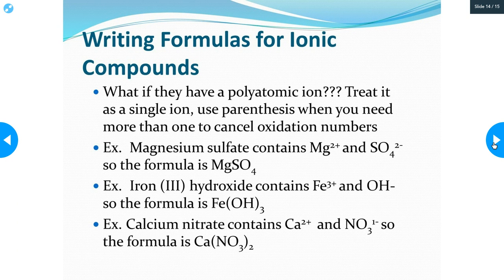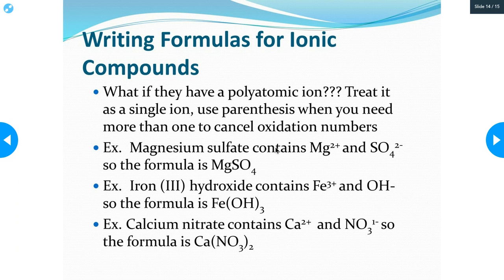Then what if there are polyatomic ions involved? Well, we treat those as a single ion, just like we would calcium or nitrogen or whatever it would be. And we're also going to use parentheses. This is the only time we would use parentheses, when we need more than one polyatomic ion to cancel our oxidation numbers. We don't use them all the time, only sometimes. So our first example, we don't use them at all.